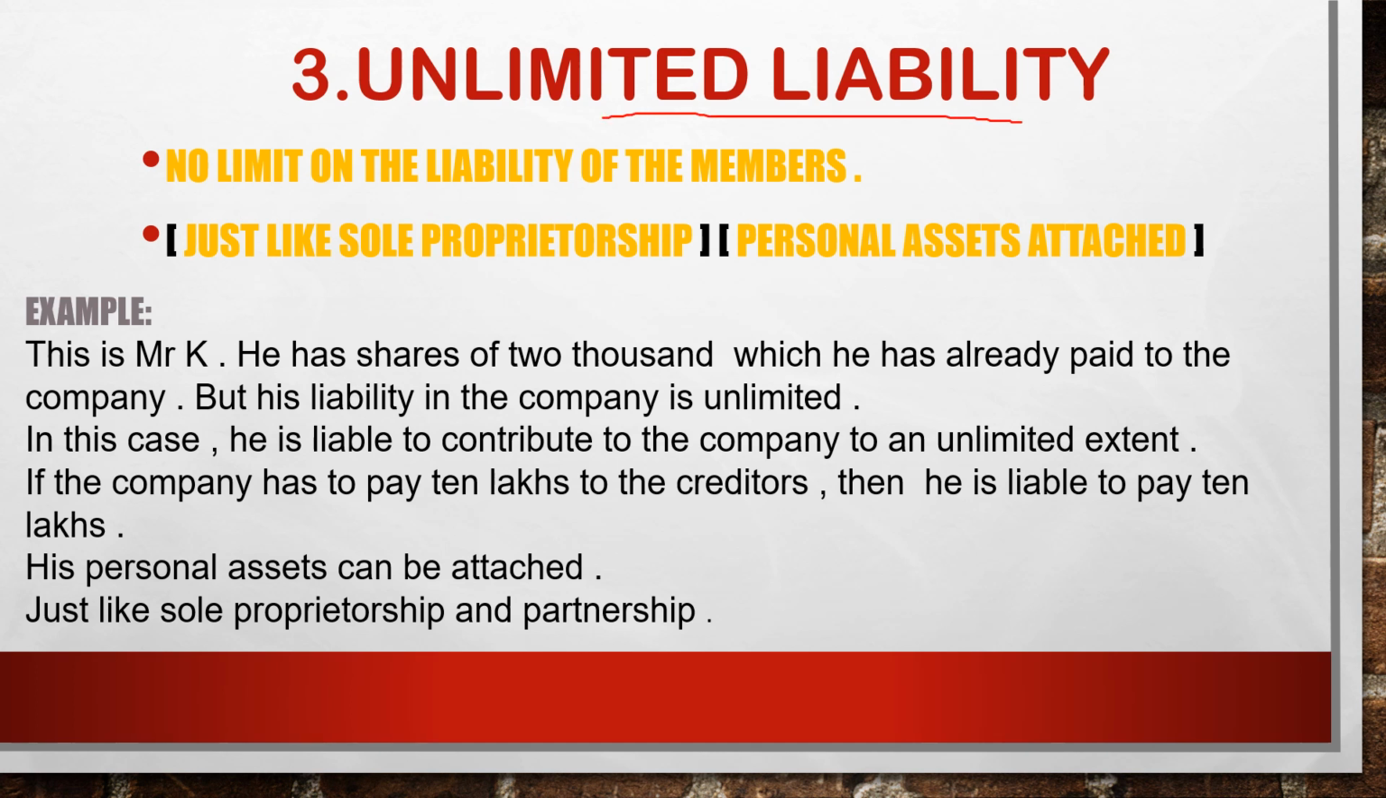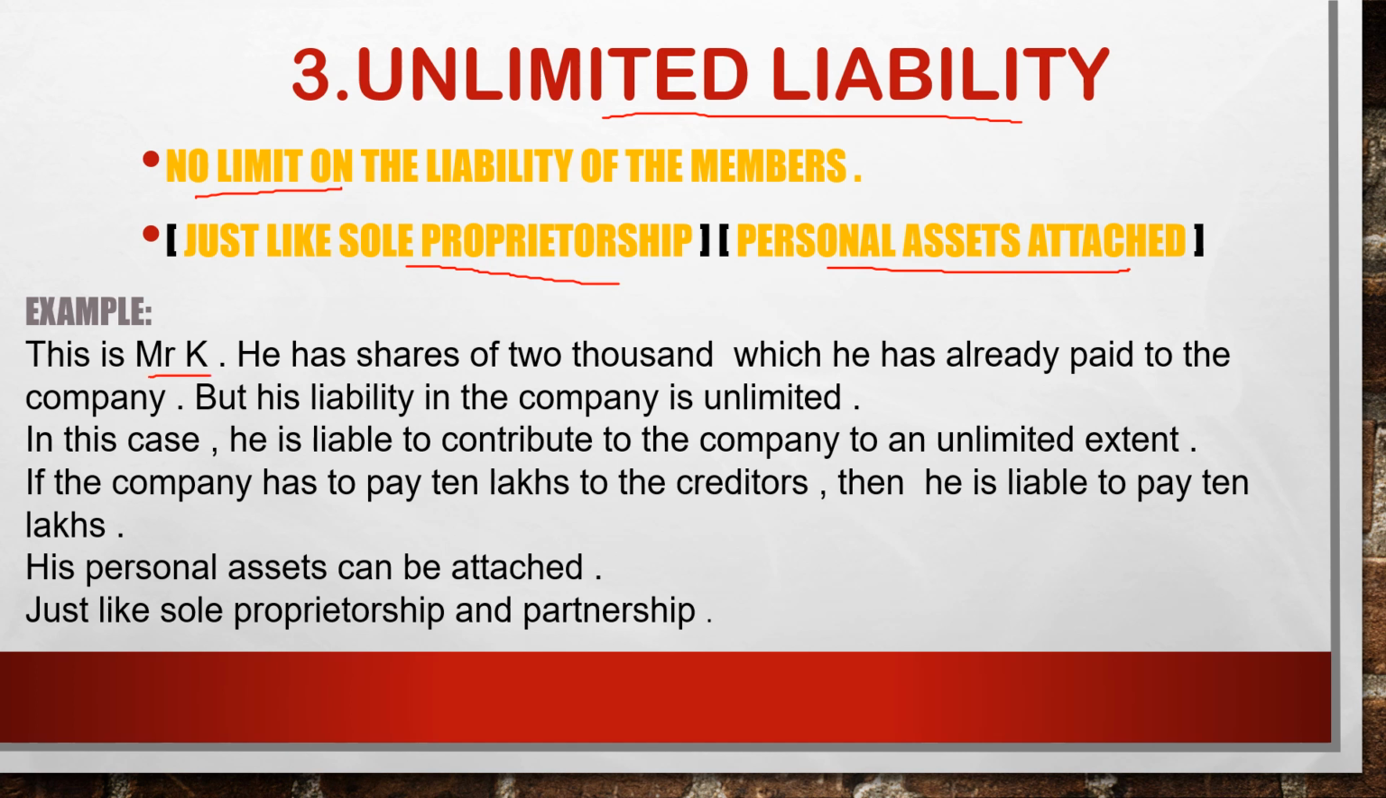Now comes the third point, unlimited liability. The name only suggests that the liability is unlimited. There is no limit at all on the liability of the members. It is infinite. Just as in the case of sole proprietorship, your personal assets will be attached if the company goes into liquidation.